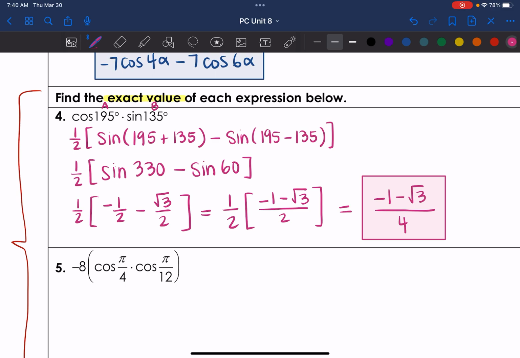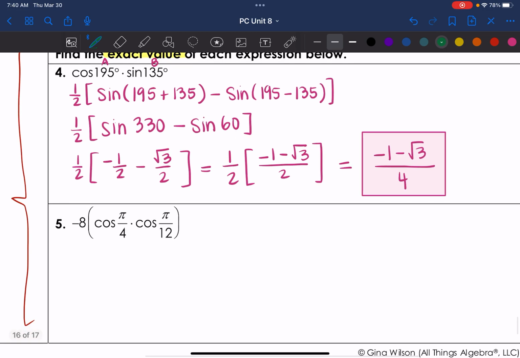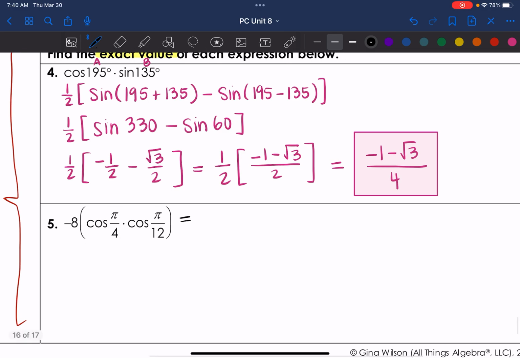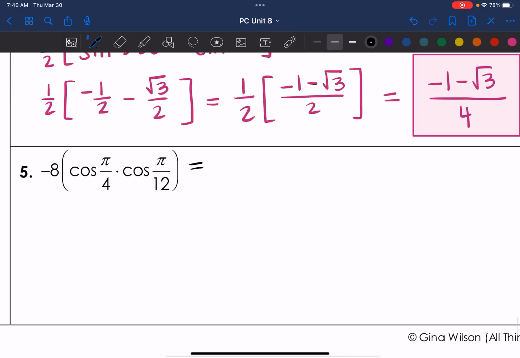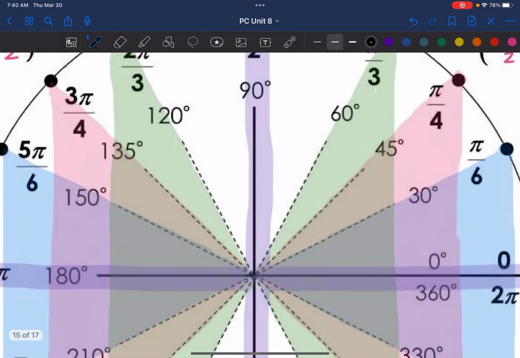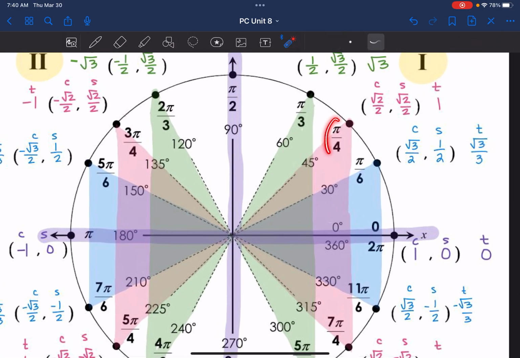All right, and let's do that last one there. We have negative 8 of cosine pi over 4 times cosine of pi over 12. So just to make it a little bit easier, let's think of it as degrees instead. So keep the negative 8, parentheses, cosine pi over 4, so I'm going to look at my unit circle. Here's pi over 4. That's the same thing as 45 degrees.